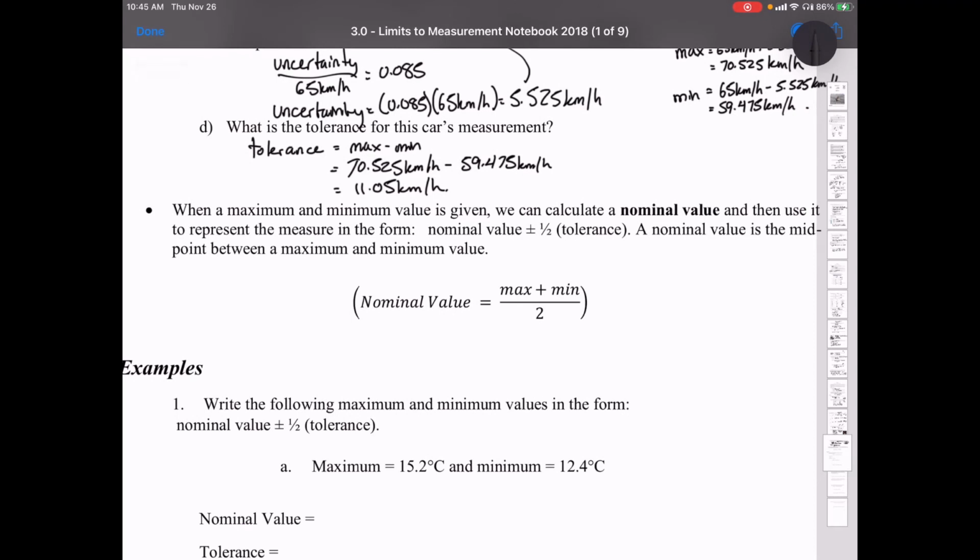Okay, so next we've got another little handy formula here. Your nominal value is just your max plus your min divided by 2. It's the average of your max and min. It's trying to find that middle value. That's what your nominal value is.